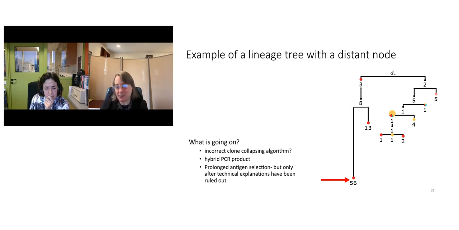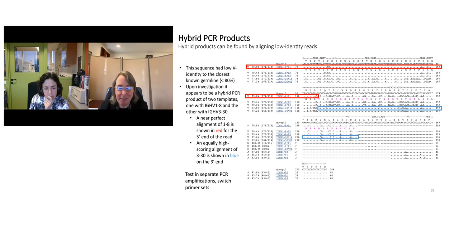And of course, the final possibility is that it could actually be real. But again, be very careful. When you see things that look this strange, you have to rule out a lot of the technical problems before getting too excited. So this is an illustration of a hybrid PCR product, again, where you just have two different V genes.